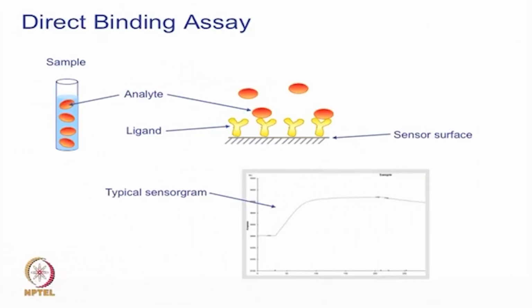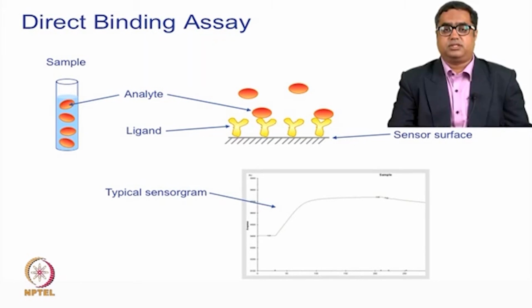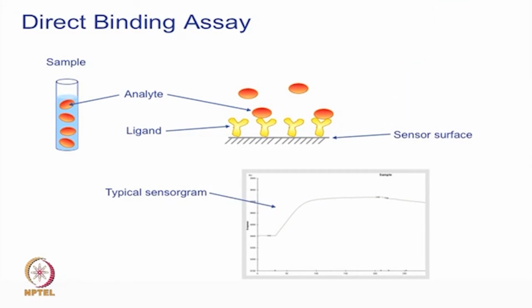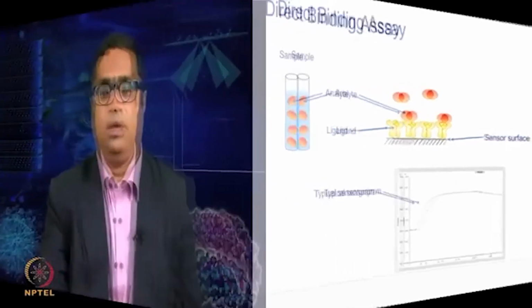And coming to the different varieties of assays that we have, one of the very simple ways of assay would be a direct binding assay. In a direct binding assay, you have the ligand that is immobilized on the sensor chip and an analyte or a sample is passed on the surface and the interaction is recorded. So you can see on the screen the interaction shows this way, a very simple binding and a regeneration.